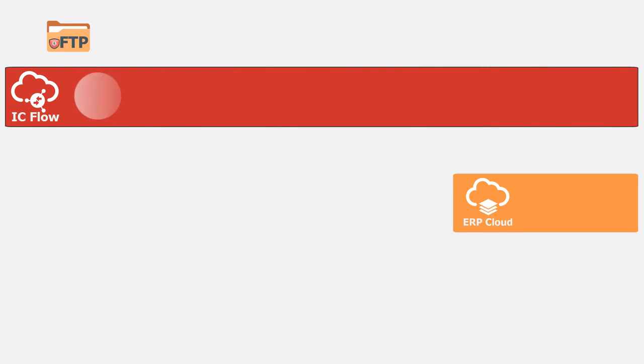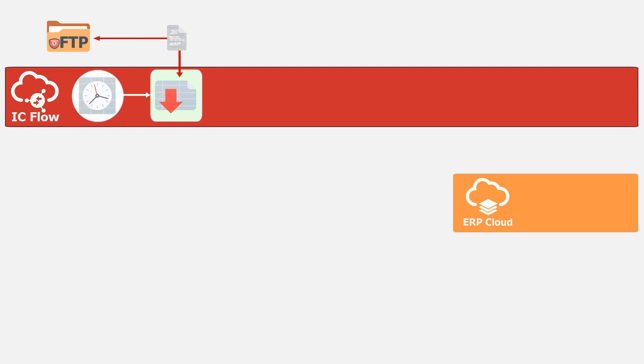In this integration, data from a secure FTP server is sent to Integration Cloud for orchestration, and then it's uploaded to ERP Cloud. The data is pulled from the FTP location by using a trigger file mechanism. Integration Cloud schedules the orchestration flow for pulling a trigger file. It also has the ability to unzip and decrypt files. The file is staged in Integration Cloud.